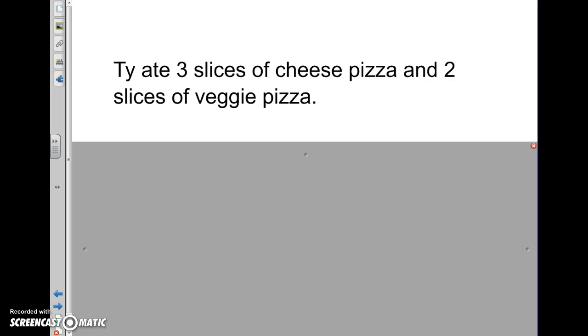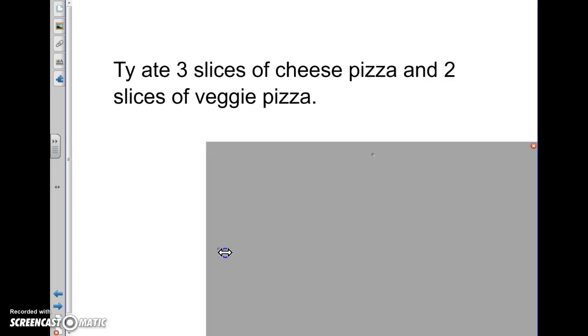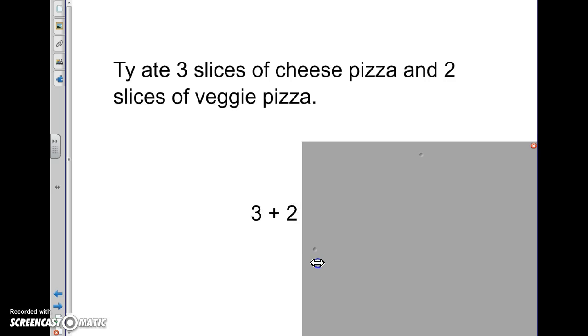So this first one, we have Ty ate 3 slices of cheese pizza and 2 slices of veggie pizza. All that means we're going to take this, which is a real world situation, right? I'm sure Ty could eat a few slices of pizza, and we want to show this as a mathematical expression. So first of all, we know that Ty ate 3 slices of cheese and he ate 2 slices of veggie, which means we're going to add 2 slices.